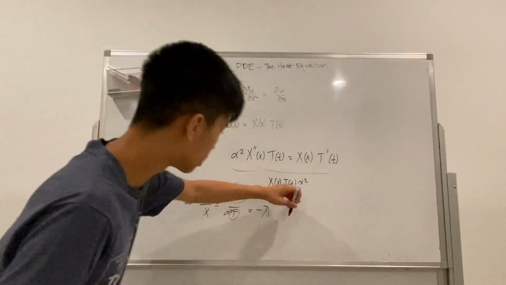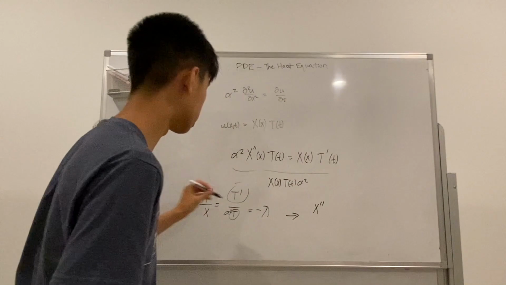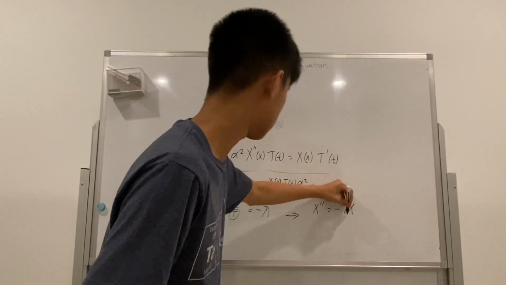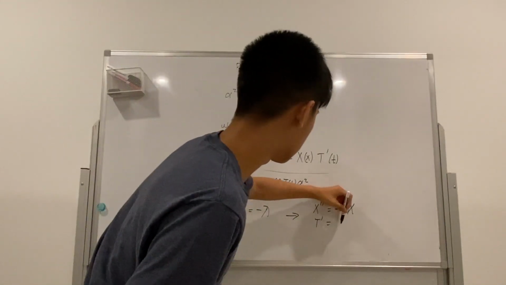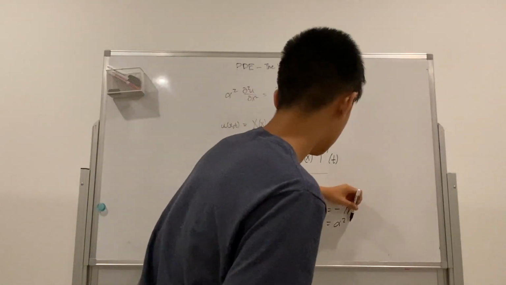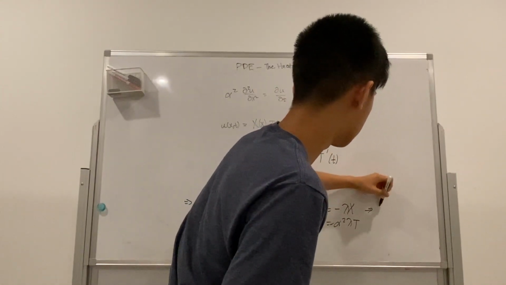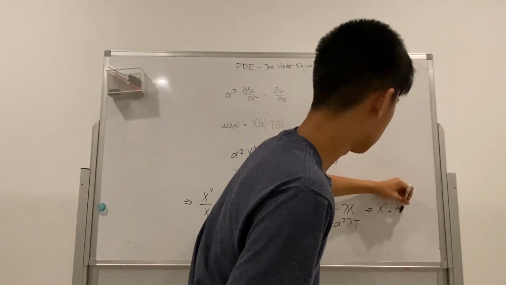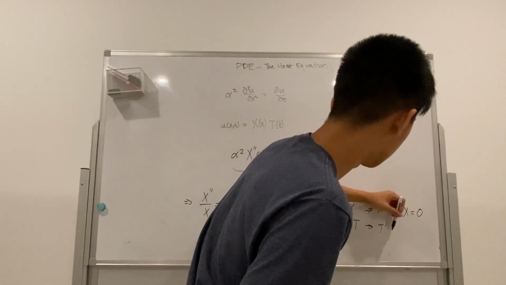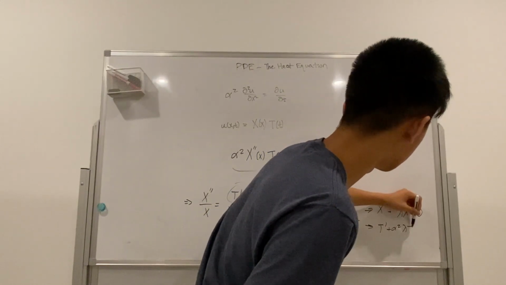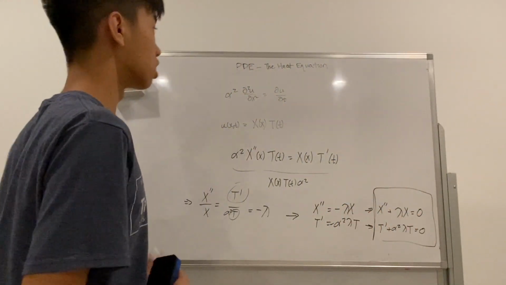So now we can create two differential equations. X double prime equals negative lambda X, and T prime equals alpha squared negative lambda T. This creates X double prime plus lambda X equals 0, and this also creates T prime plus alpha squared lambda T equals 0. So these are differential equations that are a lot easier to work with.